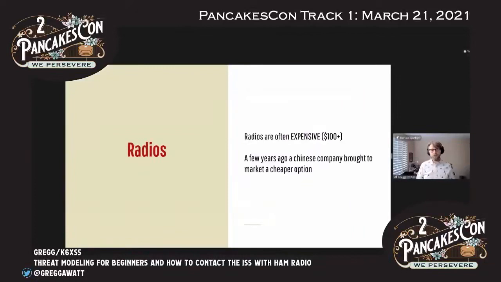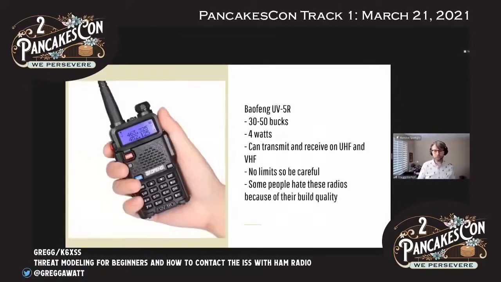So radios. I've been interested in radio stuff for maybe a decade, but I didn't actually get my license until last year. And one of the things that kept me away is that radios are super expensive. Even a little handheld radio is over $100 usually. A few years ago, a Chinese company brought a cheaper version to market. It's the Baofeng UV5R. I have it right here in bright red. These are 30 to 50 bucks on Amazon. They are 4 watts. They can transmit and receive on UHF and VHF frequencies. There's no limits on them, so they're pretty open, so be careful with them.